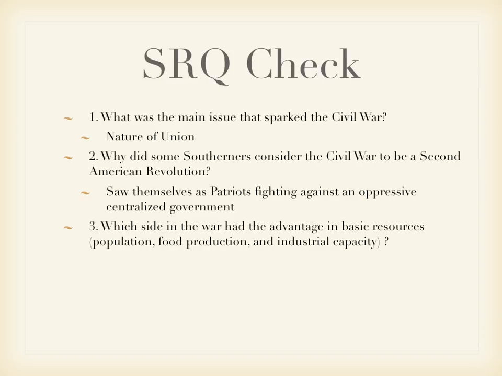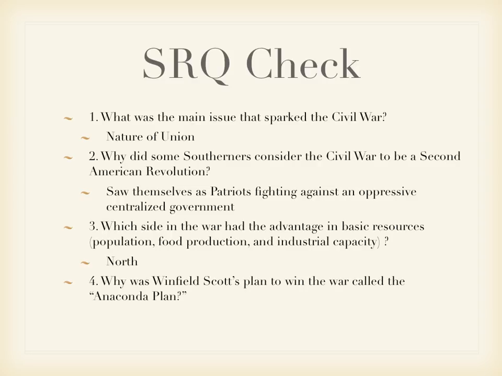Which side of the war had the advantage in basic resources, population, food production, industrial capacity? That would be the North. And why was Winfield Scott's plan to win the war called the Anaconda Plan? It's the naval blockade, and hopefully it would slowly crush the South because it wouldn't allow them to get supplies in or out.